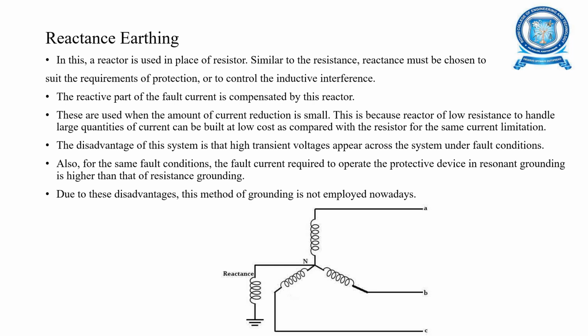Reactance earthing. Similar to resistance, reactance must be chosen to suit the requirements of protection or to control inductive interference. The reactive part of the fault current is compensated by this reactor. The disadvantage of the system is that high transient voltages appear across the system under fault condition.